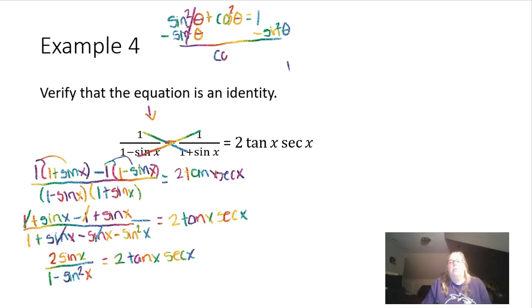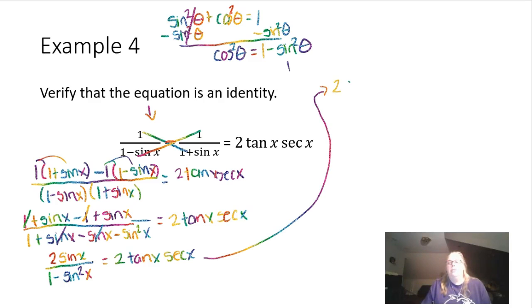We're going to be left with a cosine squared here. And on the other side, we can't combine those. They're not like terms, so we have 1 minus the sine squared of theta. Now what this means for me is that I can actually substitute a cosine squared here for that 1 minus sine squared. And this all came from our Pythagorean identity. So let's do that. That turns my problem into 2 times the sine of x over the cosine squared of x. And we want this equal to 2 times the tangent of x times the secant of x.